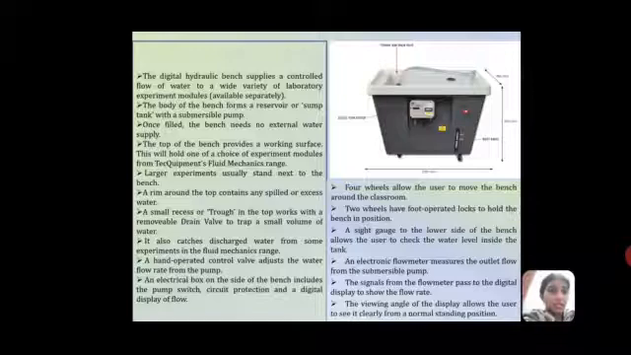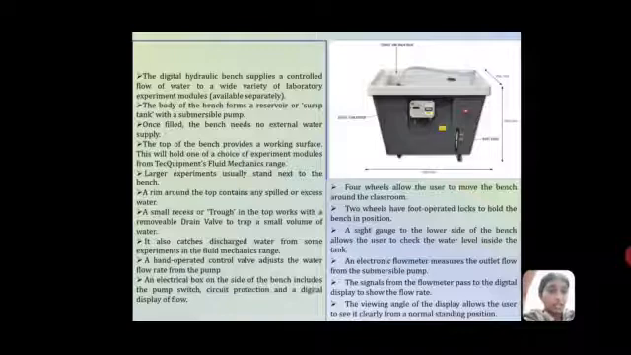Here spilled and excess water will be collected by the rim around the top. You can see the rim around the top, which collects water that is spilled or in case of excess water. And the trough in the top works with a removable drain wall to trap a small volume of water. It also catches the discharge water from experiments in the fluid mechanics range.